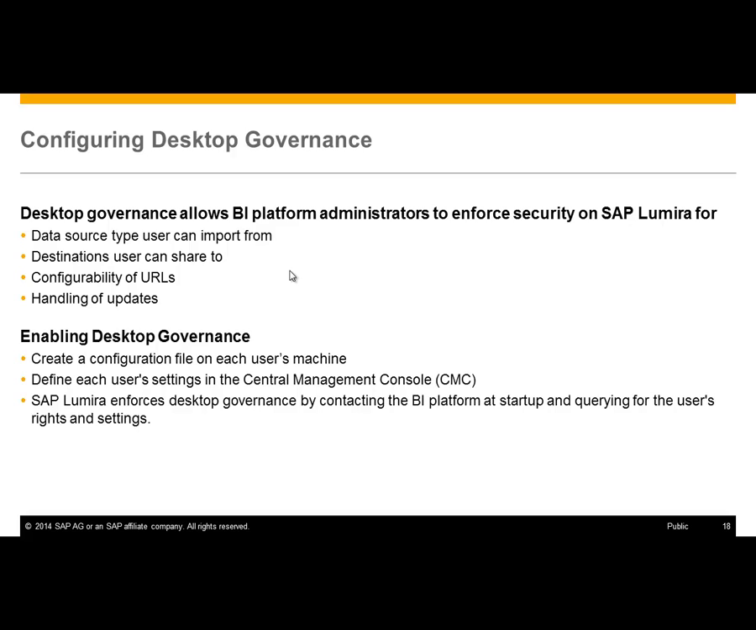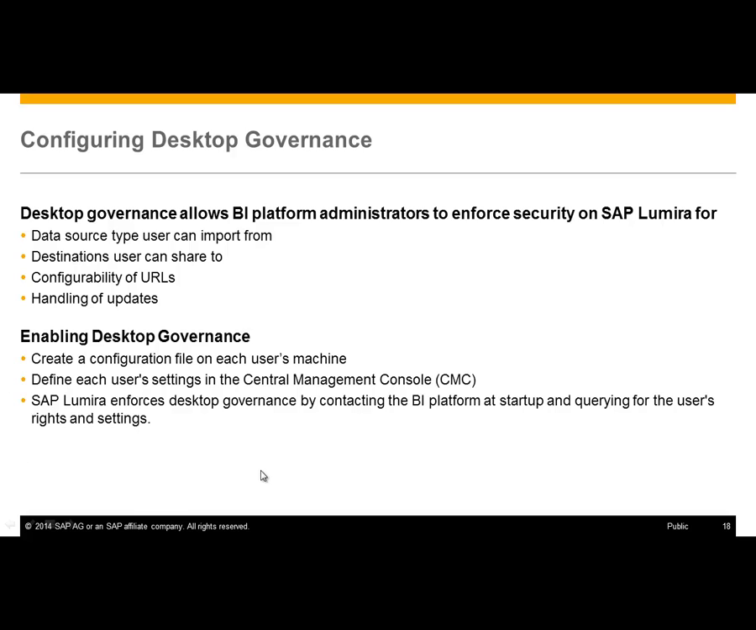If you remember, you can manage which URLs you could publish to, either to Lumira Cloud, or Server, or to BI. Either the administrator can say that I want a fixed system where the user can publish, or the end user or business user can choose to change to different systems if they have access.